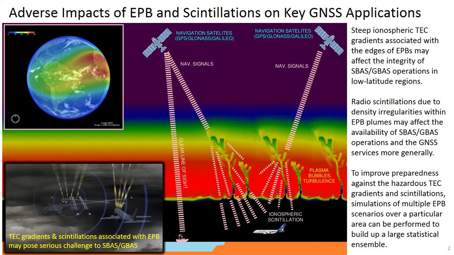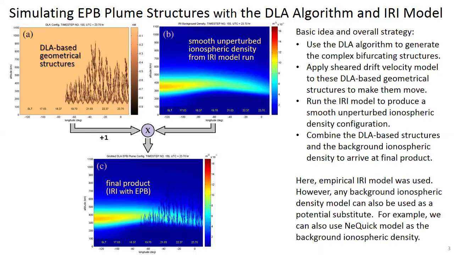non-physics-based models or simplified models to gain efficiency in simulation speed, as long as the geometry of the simulated bubble plumes looks realistic enough. In this paper, we present a special approach that combines the IRI model and diffusion-limited aggregation or DLA fractal process to simulate the bubble plume geometry efficiently.